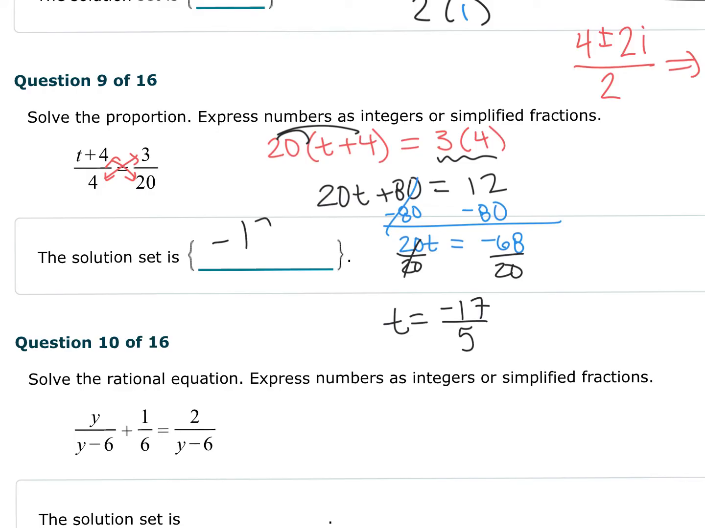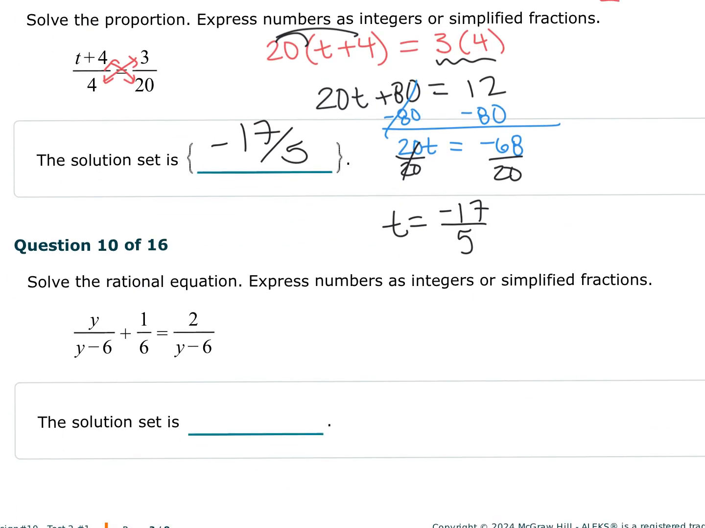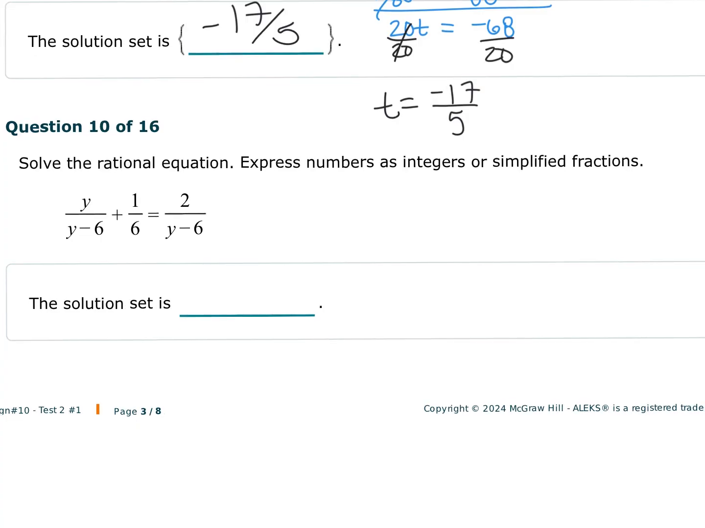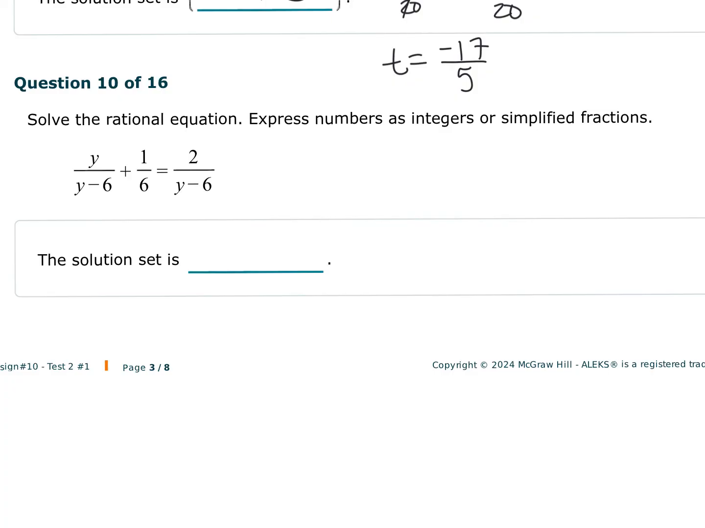All right. Let's try number 10. So number 10 is going to be a little more challenging. For number 10, the first thing I'll say is that if I end up with 6 as an answer, it would not be a good answer. It'd be extraneous because I always like to look before I start to solve. What would make my denominator equal 0? So no matter what, y cannot equal 6. If I end up with that solution, then I would have the empty set. But I don't end up with that solution. I'm just pointing that out.